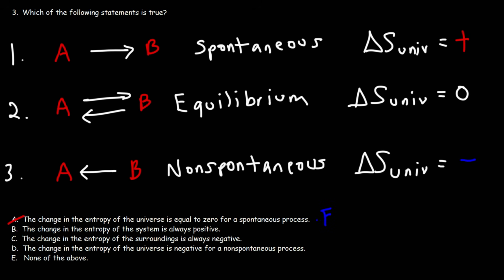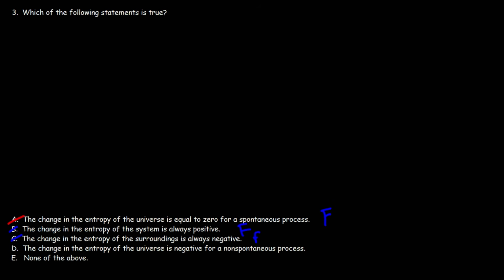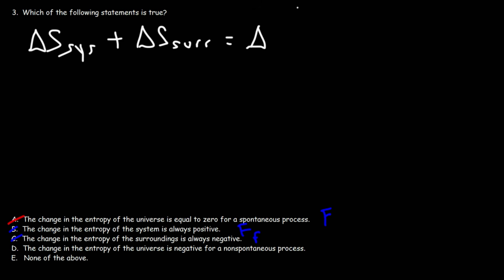Now for B and C, the change in the entropy of the system is always positive. Well, that's not true. It could be positive or negative. And for C as well, the change in the entropy of the surroundings is always negative. It can be both positive or negative. And with that in mind, let's go ahead and take some more notes. The entropy of the universe is the sum of the entropy of the system plus the entropy of the surroundings. So that equals the change in the entropy of the universe.